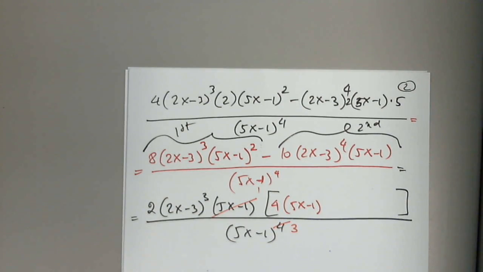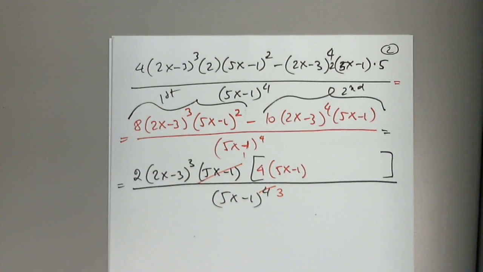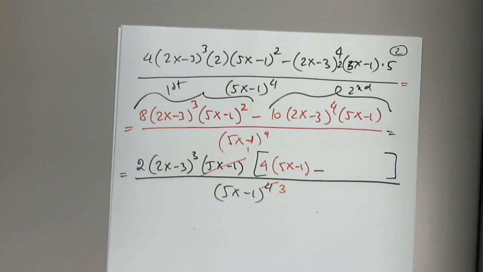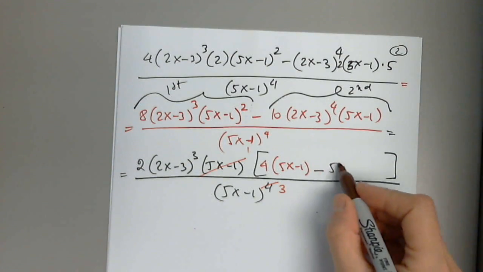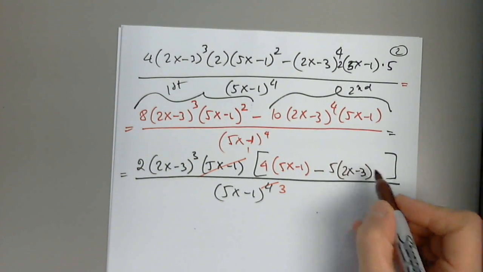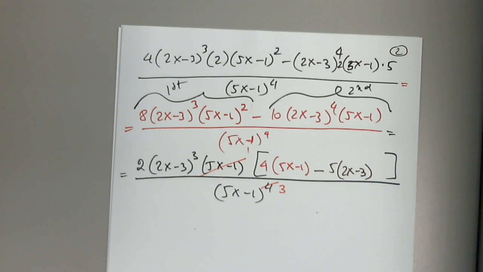I have to copy the negative sign. So minus. Is this better? Now, again here, from this 10, I took out a 2. From this 2x minus 3 to the fourth, I took 3 out. So I have a 5, and I have a 2x minus 3 inside. And then 5x minus 1 is completely out. Now I'm checking if I recover that second term.